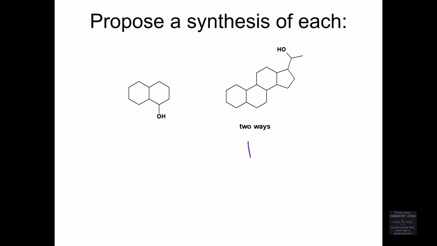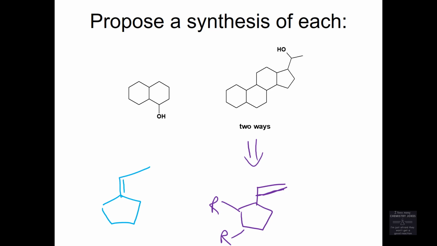This says two ways. I could imagine this alcohol made from this alkene, with the rest of that being the rest of the molecule. I could imagine synthesizing it from this alkene. With the purple alkene, do I want Markovnikov or anti-Markovnikov?